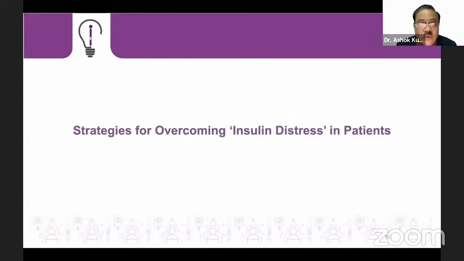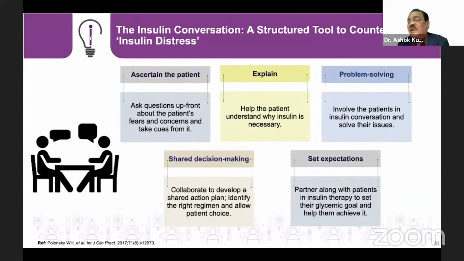Dear friends, how do we overcome these distresses? Number one, I call it the AEP approach: ascertain, explain, and problem solving. Ascertain: we have to sit with the patient for the solution. Ask the patient upfront, what is your fear? What is your real objection? What is your real concern? And take cues from that.